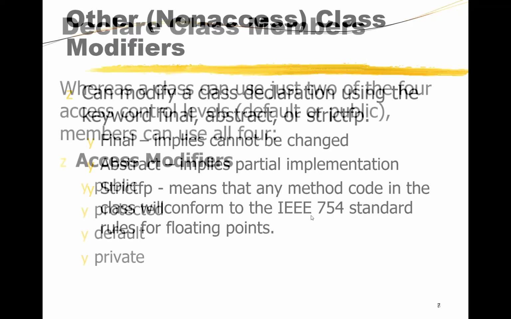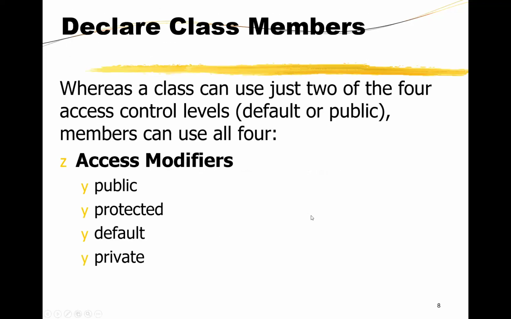Right. Now we have decided that for a class you can have only public or default. If it is a non-access modifier, you can have final, abstract or strictfp. Right. Then, if it is a class member, what does member mean?